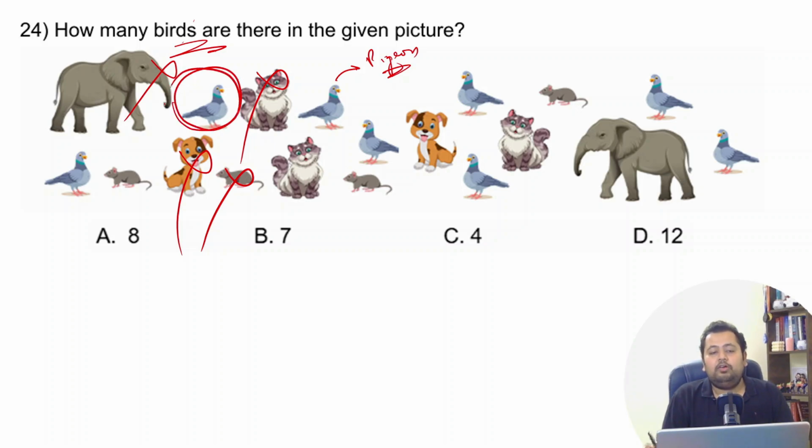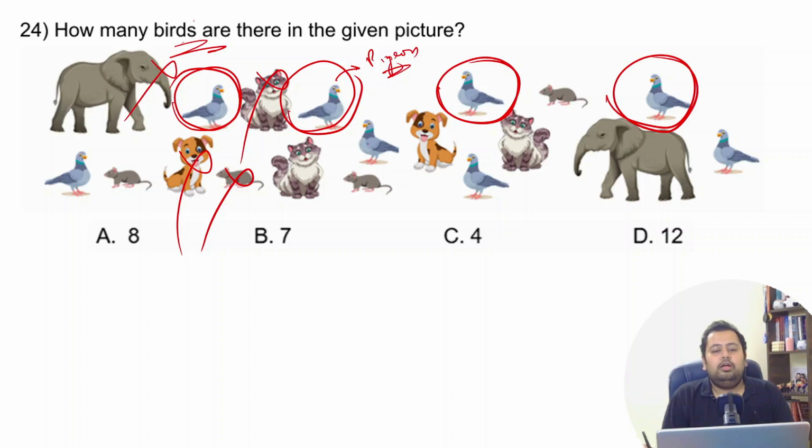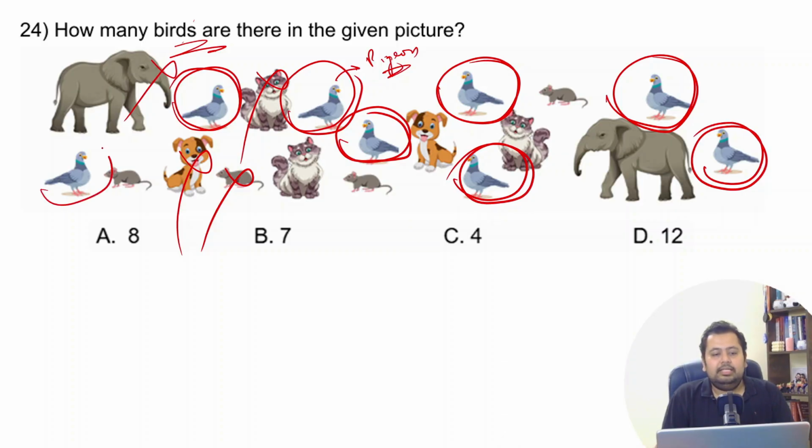So let's count it out. This is one, this is two, this is three, this is four, here it is 5, here it is 6, this is 7, this is 8. Did I miss anything? No. So there are 8 pigeons or 8 birds in the given figure. Option number A is the correct answer.